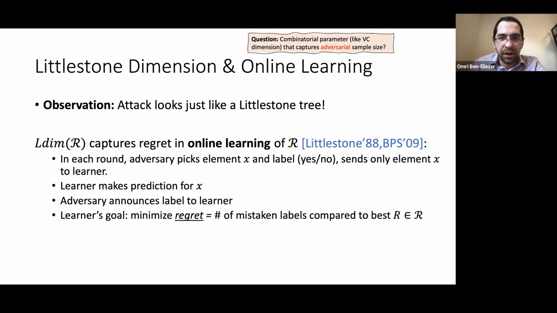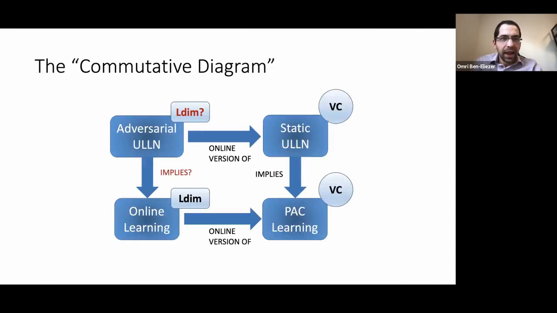I won't go exactly into the model in online learning. It's slightly different from sampling. It's not clear why our problem should be exactly like online learning, but it turns out that these two problems are characterized by the same parameter, and for good reason. So we have some commutative diagram. We know that PAC learning and classical uniform laws of large numbers are characterized by the VC dimension, and we know that online learning is characterized by Littlestone dimension. And it's tempting to conjecture that the adversarial law of large numbers is characterized by the Littlestone dimension, and this is indeed the case.